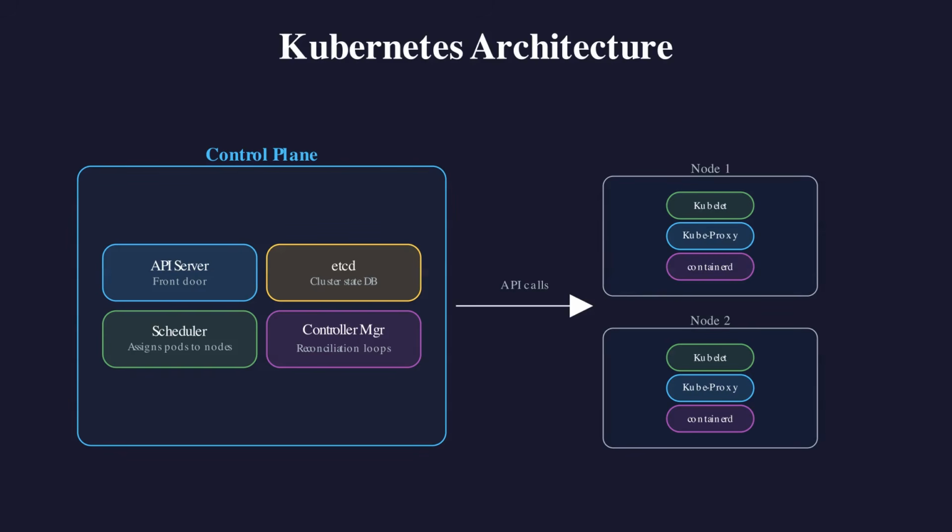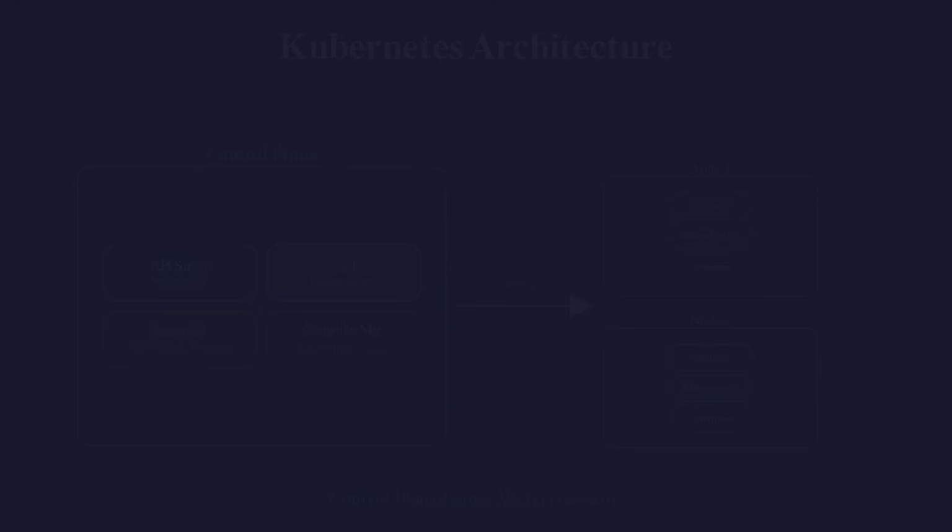Worker nodes are where your containers actually run. Each node has a kubelet, an agent that talks to the control plane and manages the containers on that node. It also has kube-proxy, which handles networking rules so your containers can communicate. And it has a container runtime, usually containerd, which actually runs the containers. The control plane makes decisions, the worker nodes execute them.